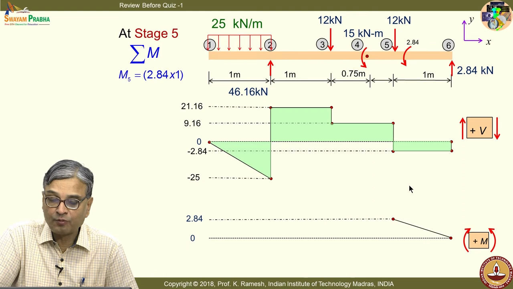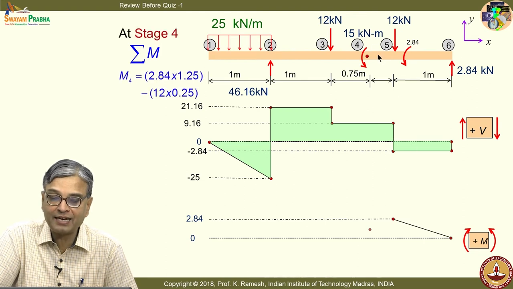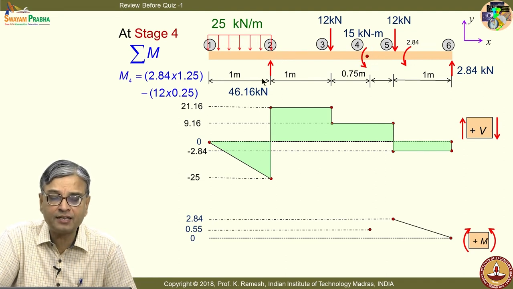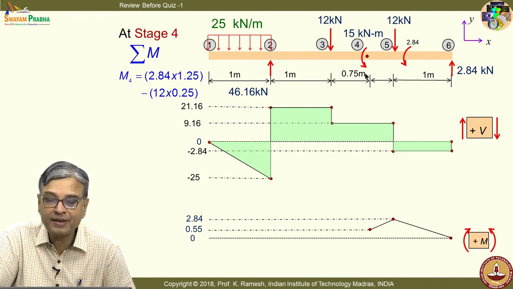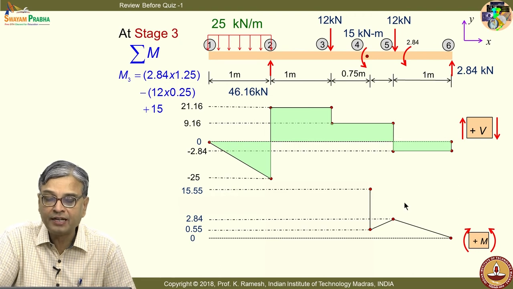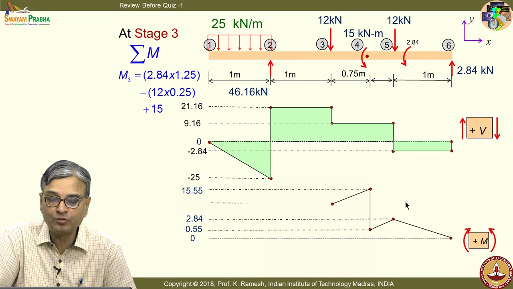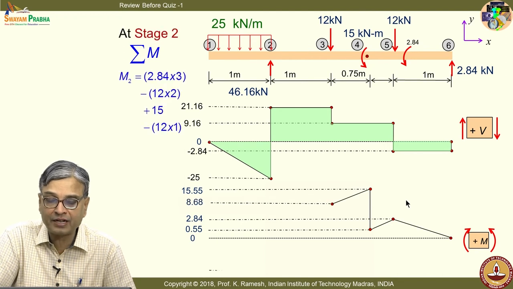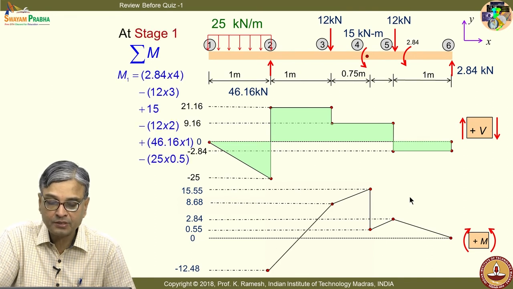And many students have asked me the question, how do I handle a concentrated moment acting on the beam? Very similar to how you handle the force acting when you plotted the shear force. So, when I go here, I should recognize that there is a step increase in the bending moment, fine. I should recognize that there is a step increase at this point, and if you recognize that, then it is very simple to do. And wherever you have load, you have a change in the moment diagram. They are all key points.